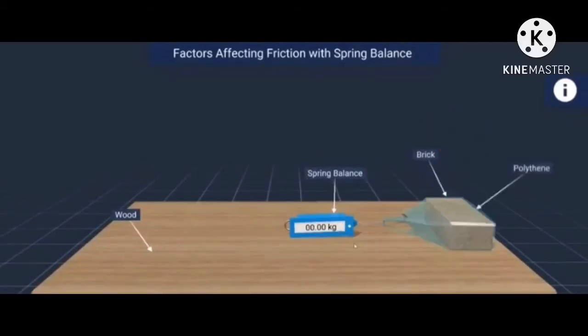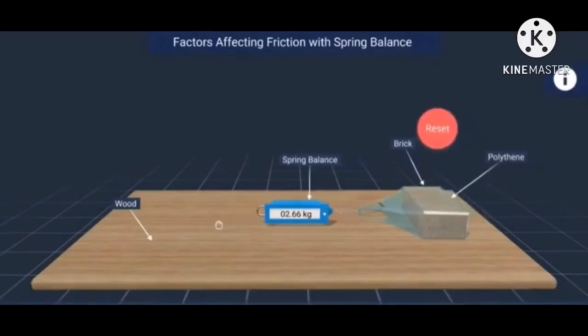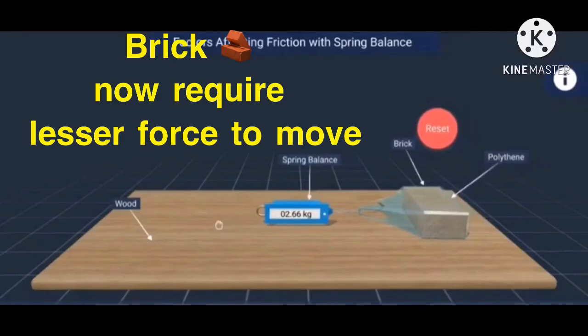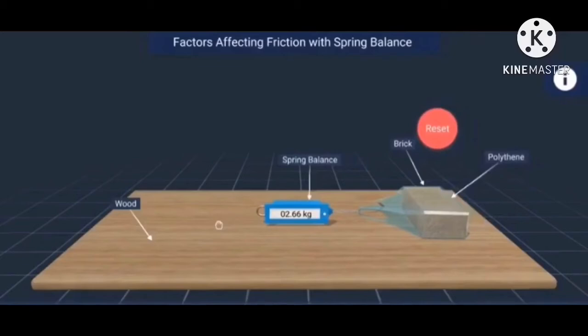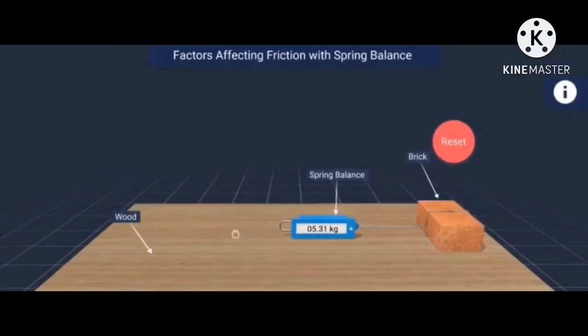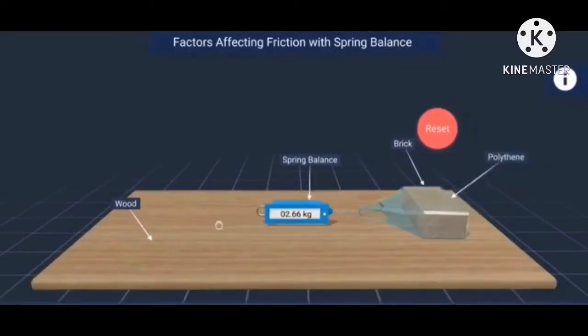Now, wrap a piece of polythene around the brick and repeat the activity. In this activity, we can see that the brick now requires lesser force to move. That is, when we compare the readings of the spring balance in the above two cases, we can see that the reading is lowest in the case of polythene wrapped around the brick.